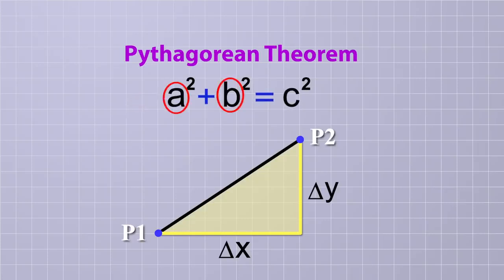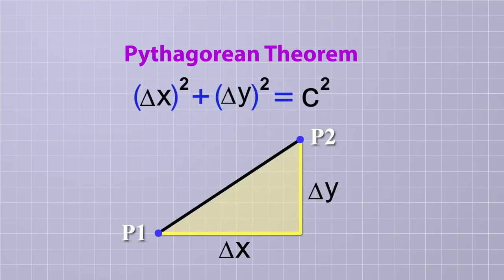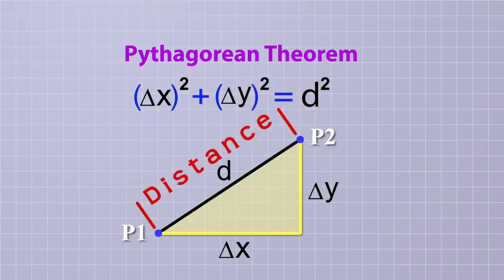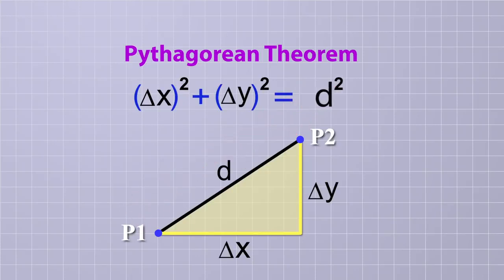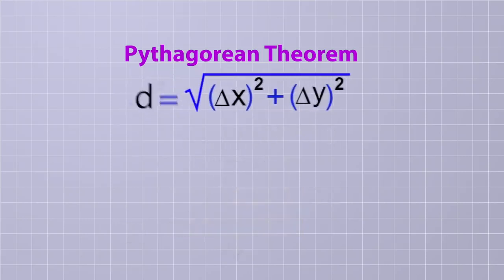Since a and b are the lengths of the horizontal and vertical sides, we can plug in delta x and delta y instead. And instead of c squared for the hypotenuse side, let's use d squared because the length of the hypotenuse equals the distance between our 2 points. To solve for d, or distance, we take the square root of both sides and we get d equals the square root of delta x squared plus delta y squared.